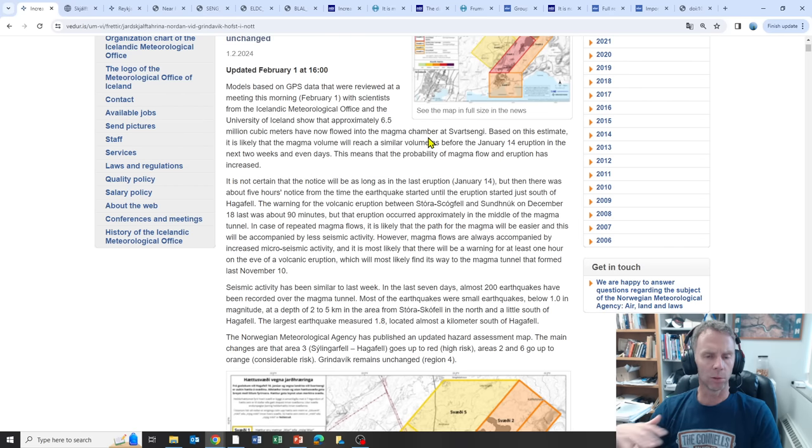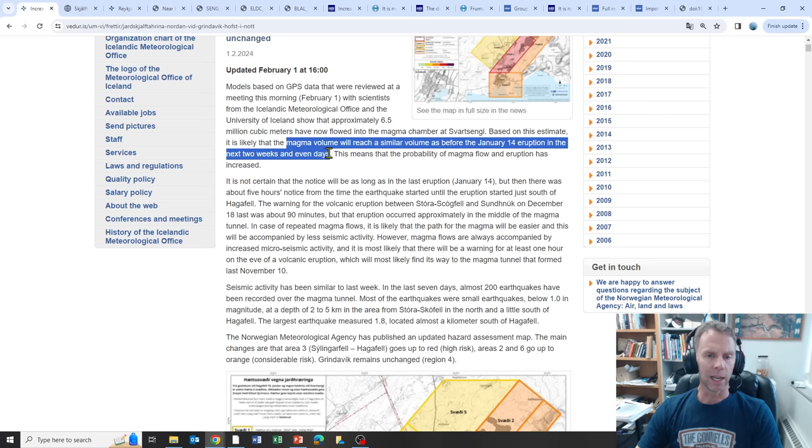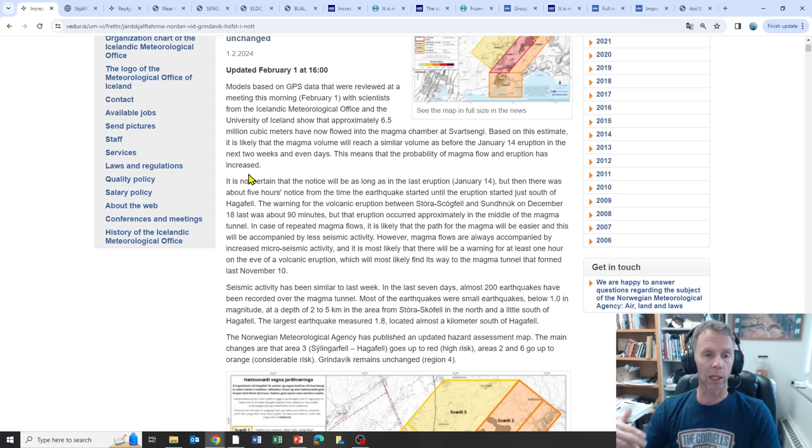That's nice for them to be able to quantify, because then they kind of know what they're looking at, especially with the context of the last two eruptions, knowing about how much magma was in that supply system before those eruptions took place. Based on this estimate, it's likely that the magma volume will reach a similar volume as before the January 14th eruption in the next 2 weeks and even days. This means that the probability of magma flow and eruption has increased. So we're quickly approaching, in the next few days to maybe weeks, the same or a very similar magma volume to what we had prior to the last eruption, on January 14th.